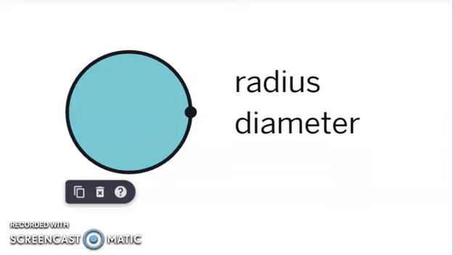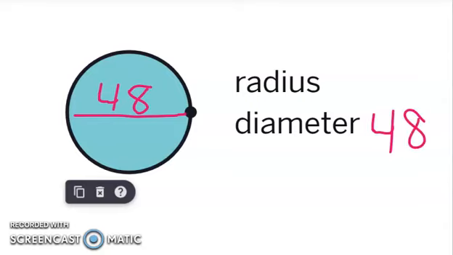All right, let's try one more. Let's say our diameter is 48. So we have to then cut that number in half. Half of 40 is 20. Half of 8 is 4. So the radius would be 24.